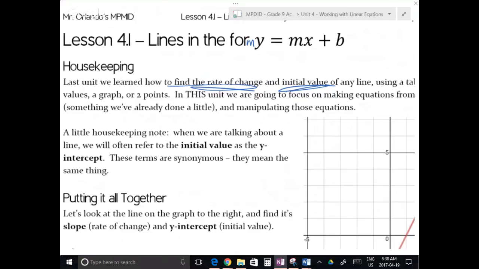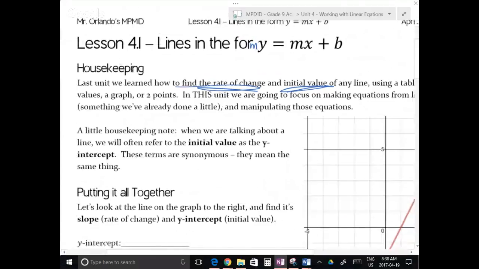Okay, so we learned how to find the rate of change and the initial value. In what ways did we find these things? One, find the difference between 2 points. Sure, we could look at the graph, pick 2 points, and find the difference between them. And we could also, of course, find the initial value on a graph, right? How else did we find the initial value and the rate of change? Looking at a graph, what else?